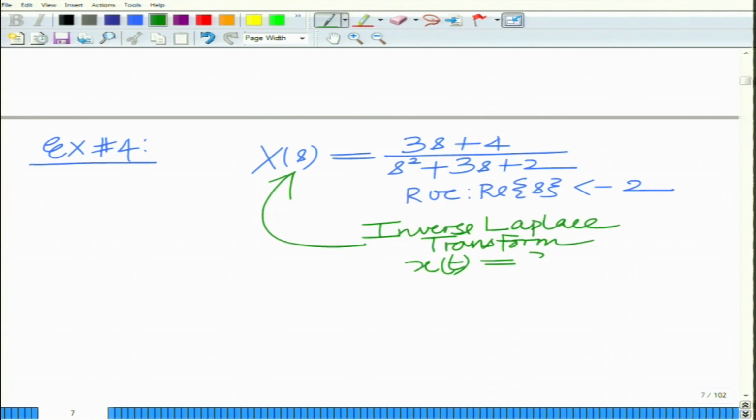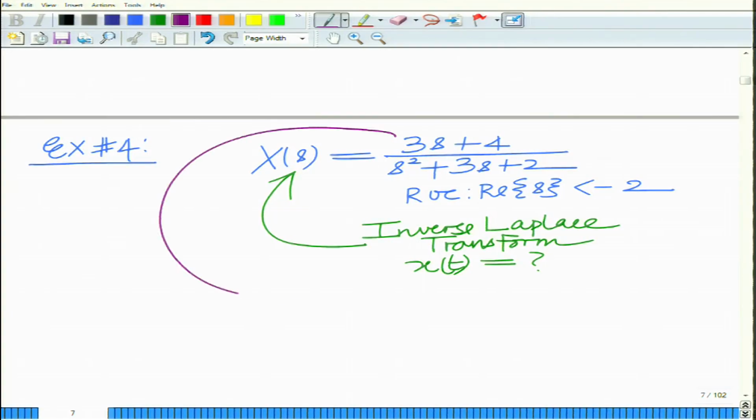That is, what is the signal x(t)? Now we want to evaluate the inverse Laplace transform corresponding to the given Laplace transform X(s). We want to reconstruct the corresponding signal x(t). Now, observe first that this is a rational function.